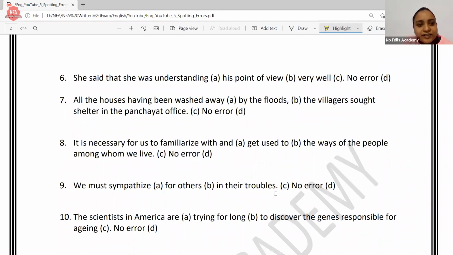She said she was understanding his point of view very well. She said that she was understanding, A; his point of view, B; very well, C; no error, D. Next, all the houses having been washed away by the floods, the villagers sought shelter in the panchayat office. All the houses having been washed away, A; by the floods, B; the villagers sought shelter in the panchayat office, C; no error, D.